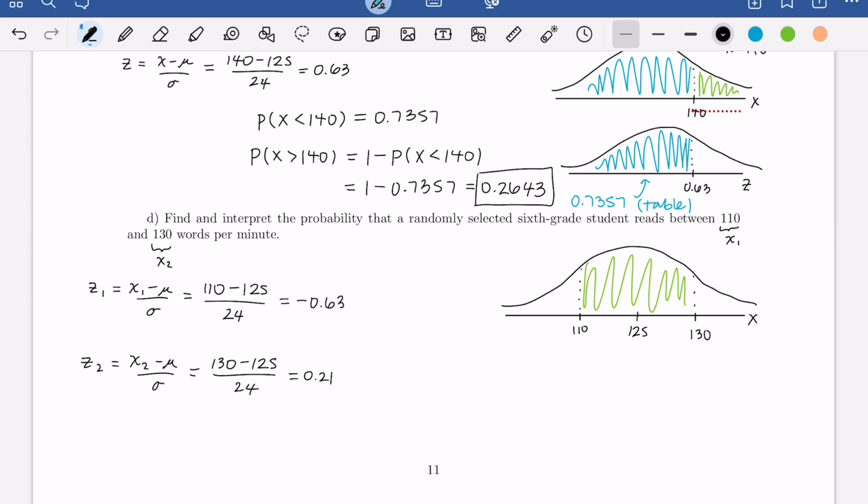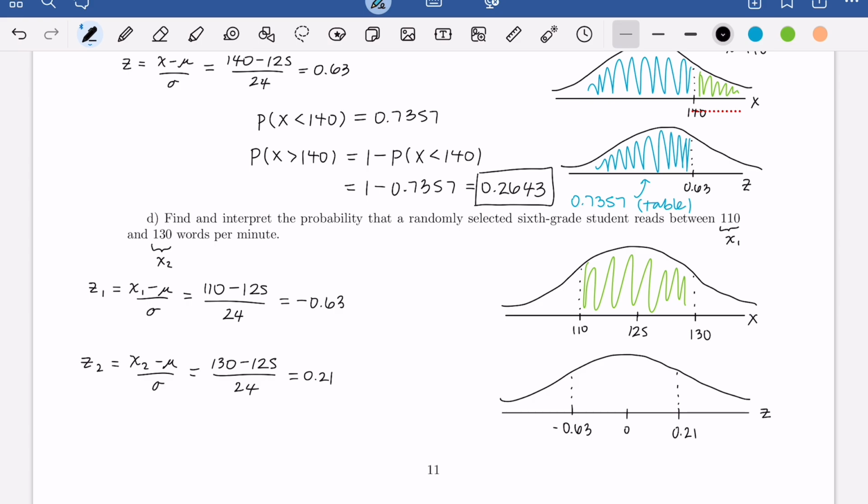Okay. So far we've found the z-scores corresponding to 110 and 130 words per minute. Now remember, what we're trying to find is the probability that x, our normal random variable, is in between these. So everything under this normal curve, we need to find the area under this. Now going back to our standard normal curve here with our standard normal variable z, this looks like this here. So we have negative 0.63 and 0.21. And remember, with this distribution, the mean is going to be 0.